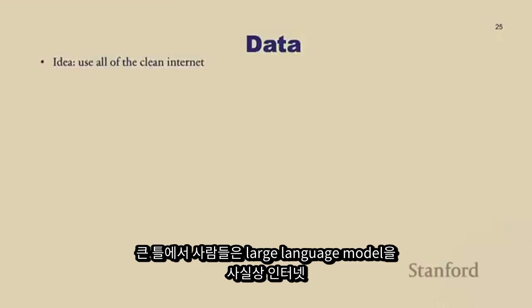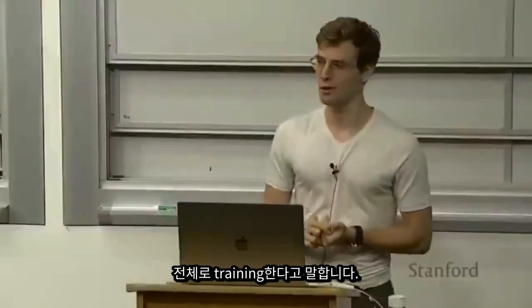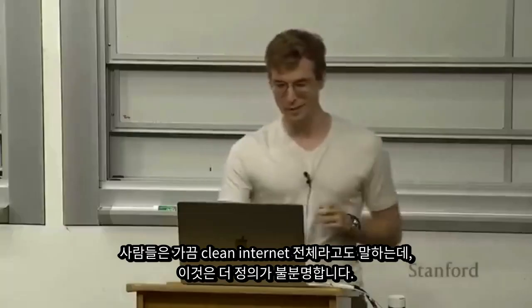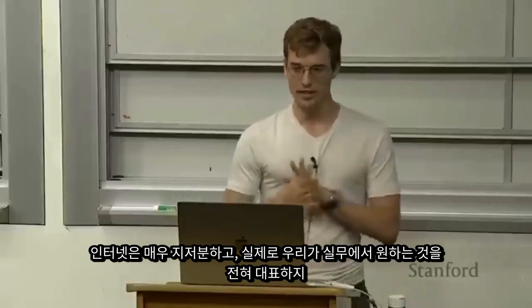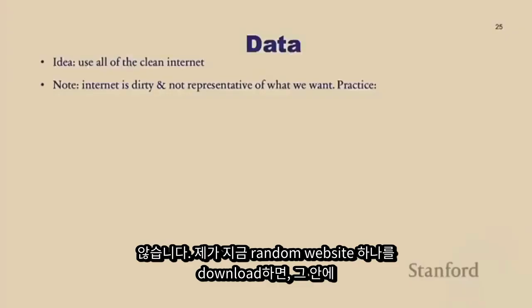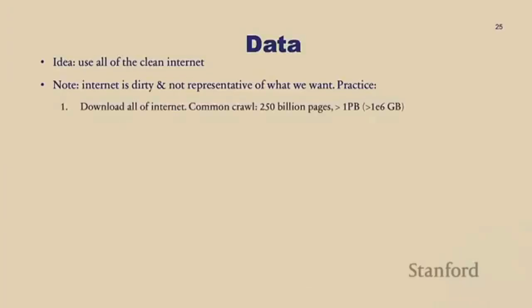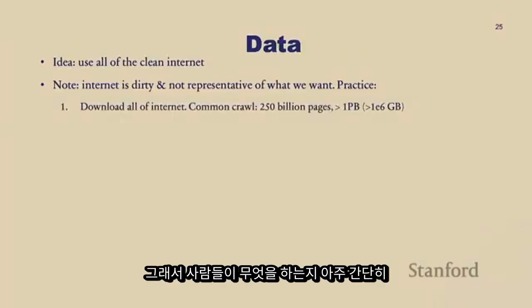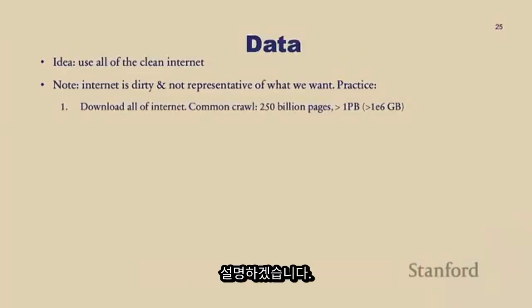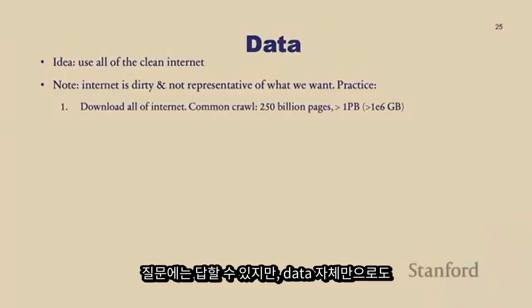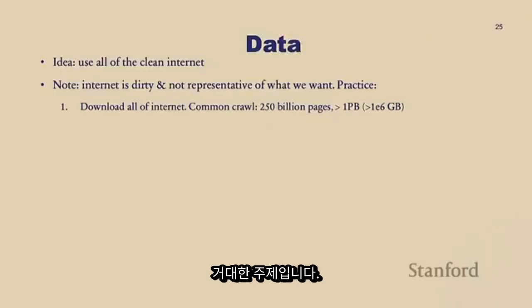Data is another really big topic. At a high level, people just say you basically train large language models on all of the internet. What does that even mean? Or people sometimes say all of clean internet, which is even less defined. The internet is very dirty and really not representative of what we want in practice. If I download a random website right now, you would be shocked at what is in there. It's definitely not your Wikipedia. So I'll go really briefly over what people do. I can answer some questions, but data is on its own a huge topic.